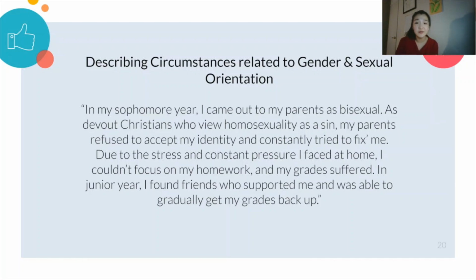As devout Christians who believed homosexuality as a sin, my parents refused to accept my identity and constantly tried to fix me. Due to the stress and constant pressure I faced at home, I couldn't focus on my homework, and my grades suffered. In junior year, I found friends who supported me and was able to gradually get my grades back up. This is a very succinct example, and again, there's no need to write about this particular situation or circumstance in the additional information section if this is already something that you touch upon in your personal statement. So this is, again, only if you have not explained this situation elsewhere on your application. Then you can include it in your additional information section.